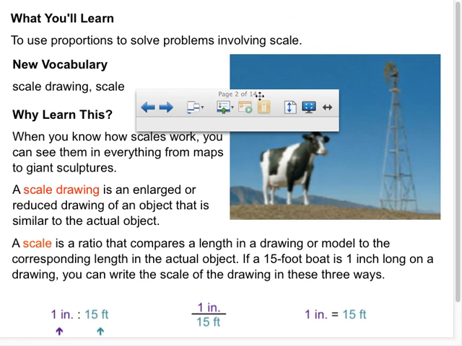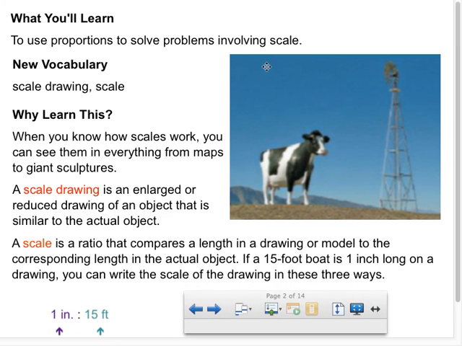Okay, moving right along. All right, so I don't know if you can tell in this picture, but I believe this is a toy cow, and in the distance, that's actually a real windmill.